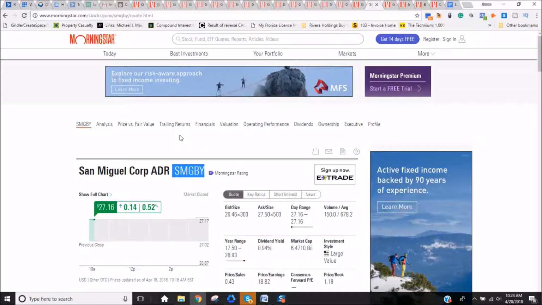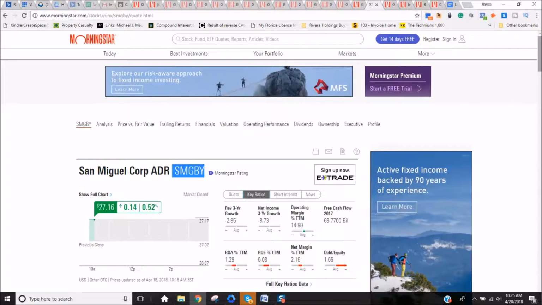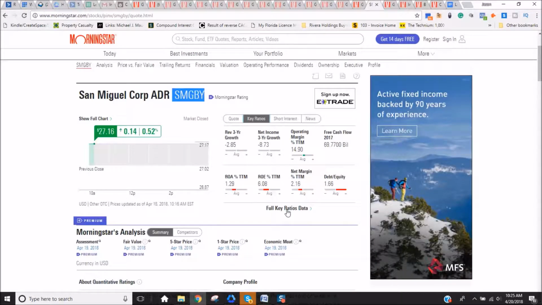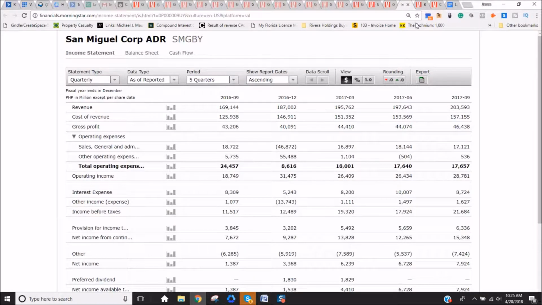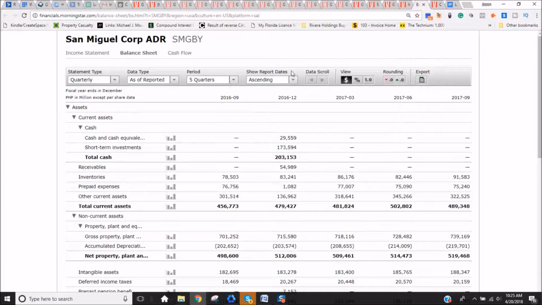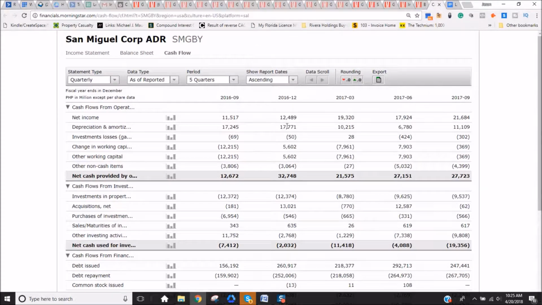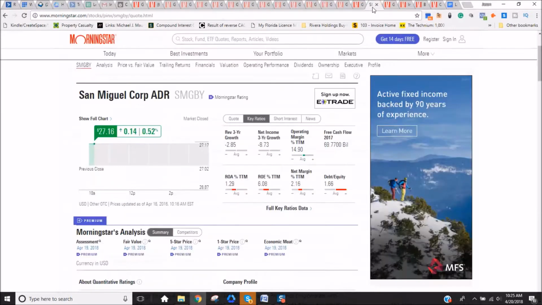SMGBY is the ticker. So what I do here is I bring up the key ratios tab, bring that in a new tab. I've already done it. Same thing with the financials. I get the key ratios tab right here, income statement here, balance sheet here, and cash flow statement here. I get these all open, leave them open, and then we go through the preliminary analysis.